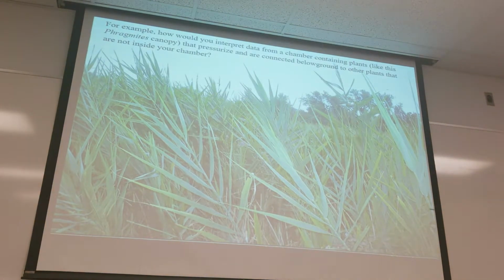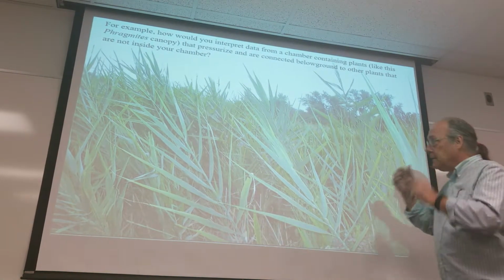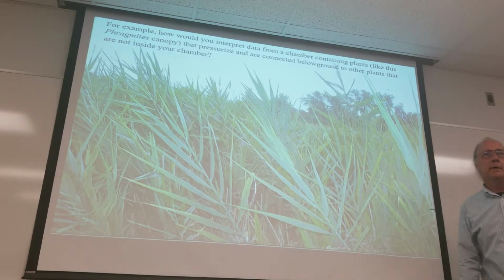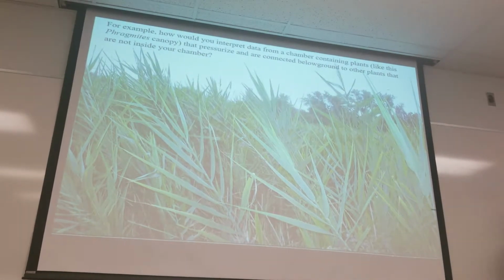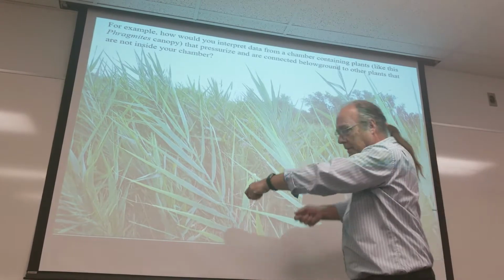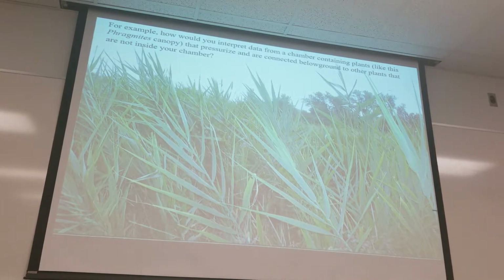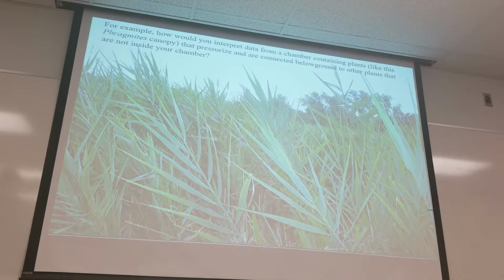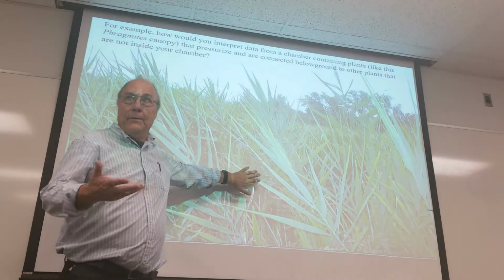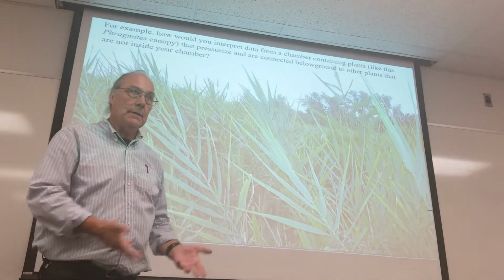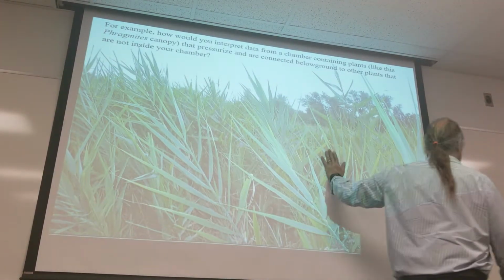The other problem with chambers, like I mentioned when we talked about Phragmites, is that if you put a chamber on this canopy, which one of our colleagues from Colorado State tried to do a few times, the plants inside your chamber are connected to plants outside your chamber, with airflow between them. What influence does that have on what you're measuring, and how can you interpret your results from your chamber measurements? Again, that's the situation with chambers.